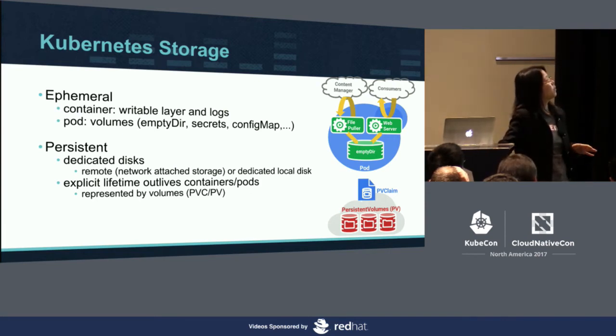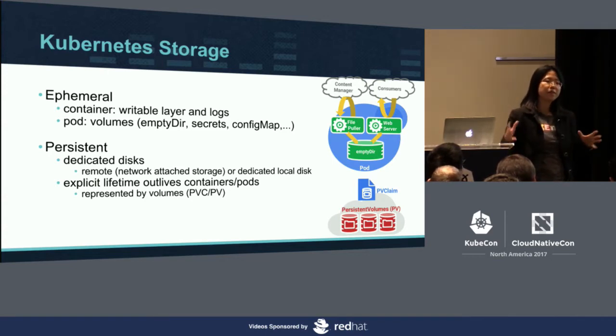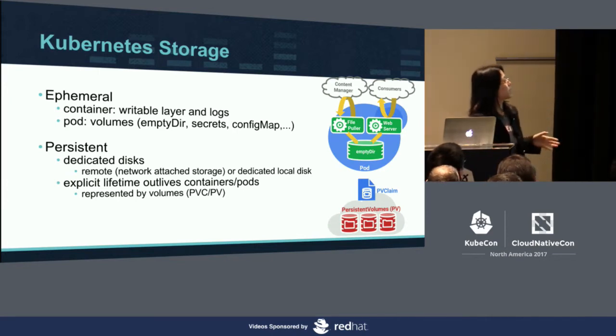There are a few other types of volumes, like secrets and config map. They are basically wrapped around the emptyDir volume, so they all belong to the ephemeral volume. By default, they are backed by local storage too.